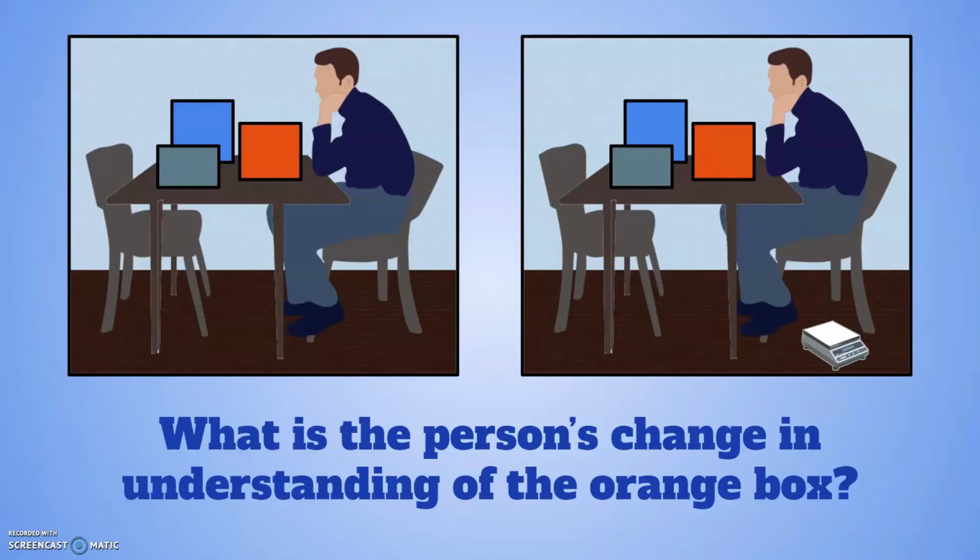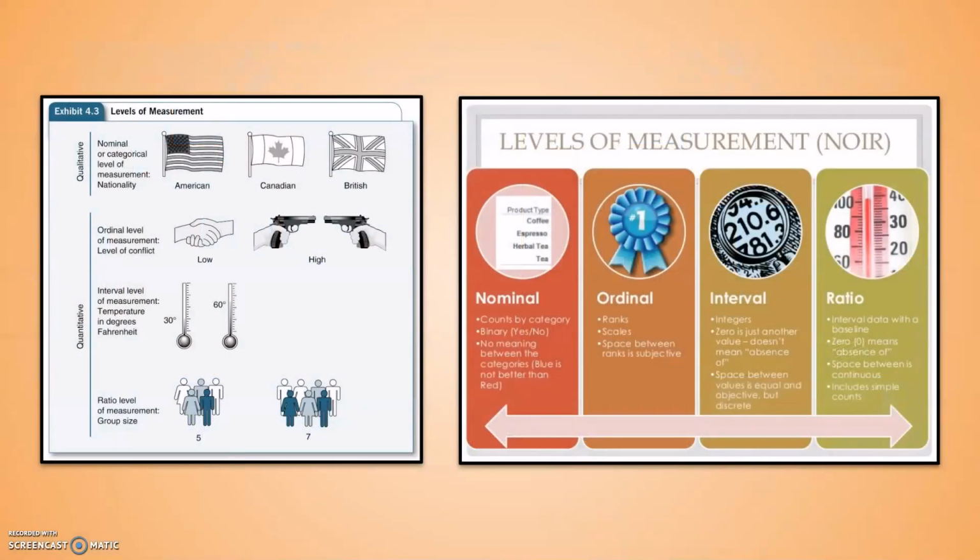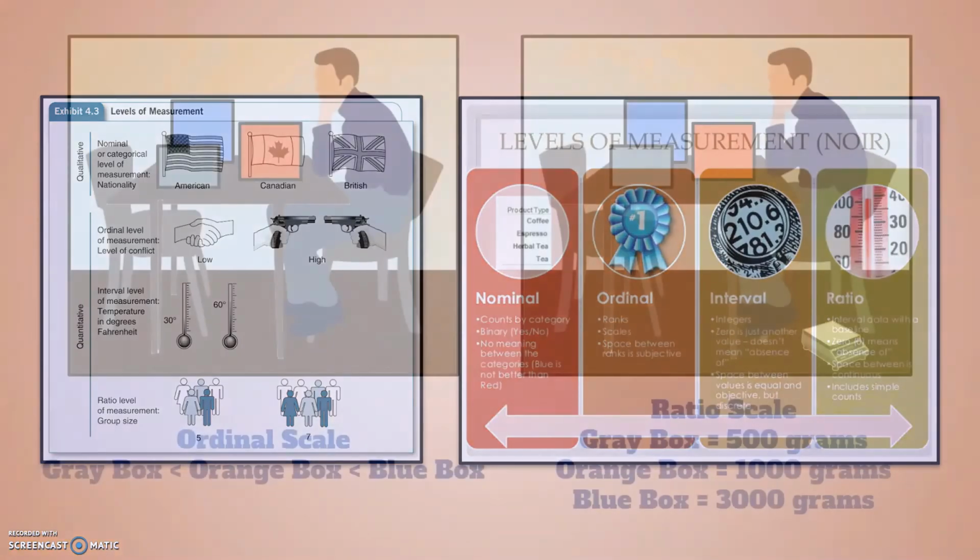After several minutes, a researcher brings in a top-loading balance for person A to use. How much did person A's understanding of the orange box change when he was allowed to use the balance? For this problem, I will make use of the levels of measurement, which are commonly taught to students in statistics classes. If you are unfamiliar with these, please read the material provided on screen. You will notice that the levels of measurement themselves are an ordinal scale.